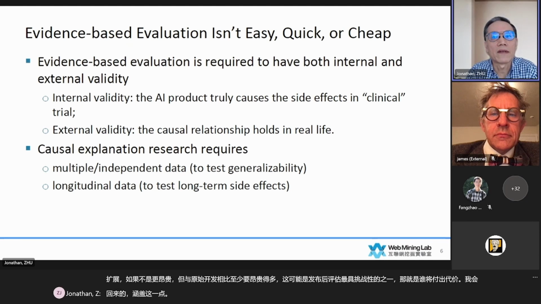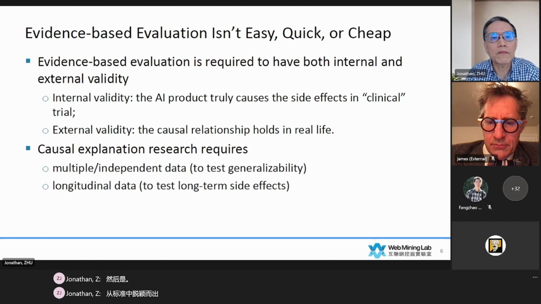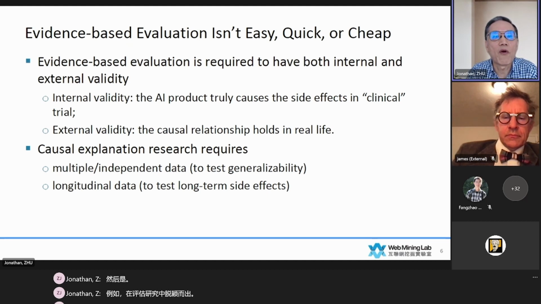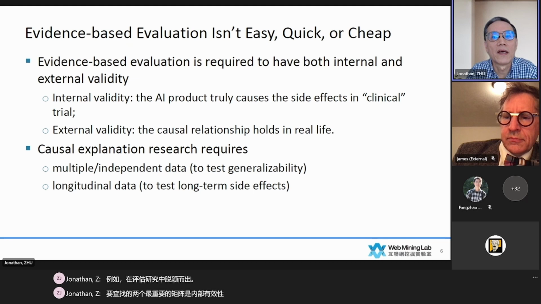And then there are standard criteria in evaluation research. For example, the two most important metrics to look at are internal validity and external validity.